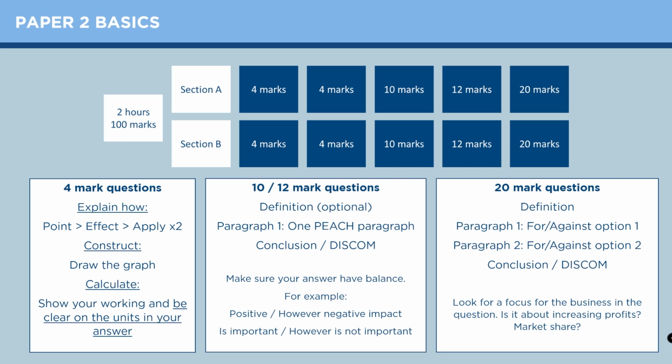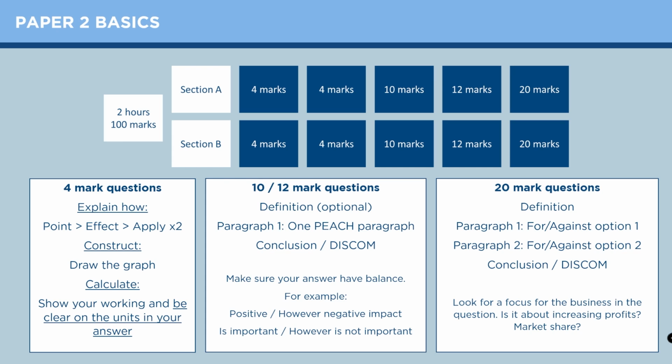I would only use 1 or 2 of those. Ideally, probably just 1 of the DISCO-M bits in a 10 marker, maybe 2 in a 12 marker. So those are your 10 and 12 markers, but the key thing here is you want to make sure you're on time with those. And then your 20 mark question, probably the easiest in terms of structure. You've got 2 options. You want to do for and against option 1 as a PEACH paragraph, for and against option 2 as a PEACH paragraph, and then your conclusion. And if you do that, you should be in a pretty good spot.